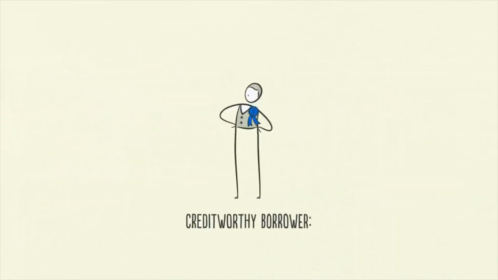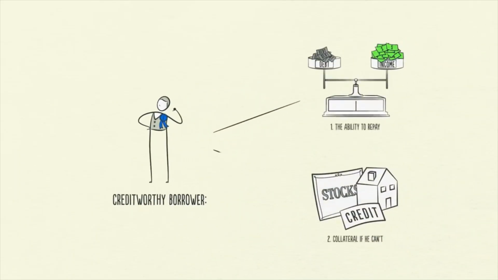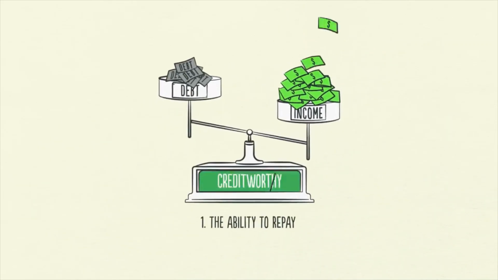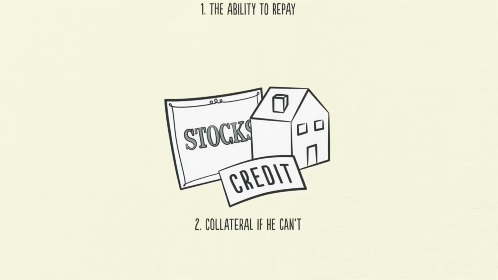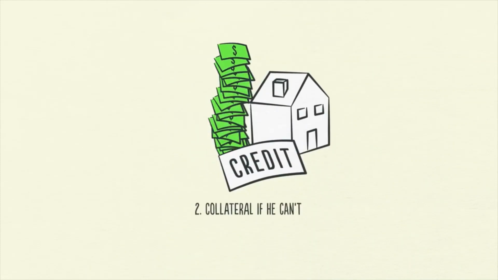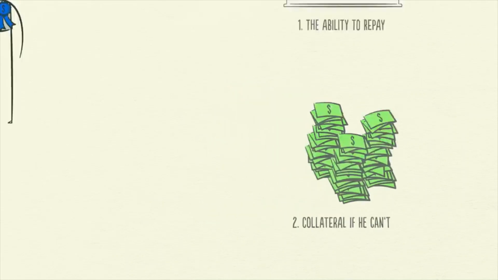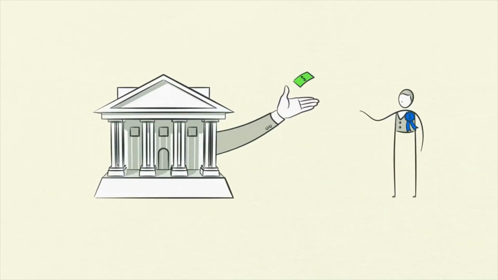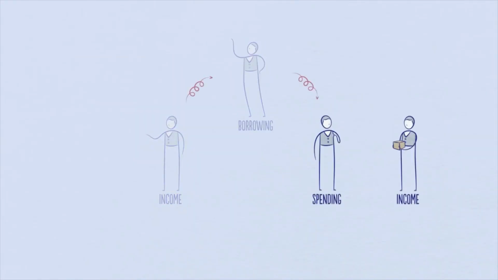A credit-worthy borrower has two things: the ability to repay and collateral. Having a lot of income in relation to his debt gives him the ability to repay. In the event that he can't repay, he has valuable assets to use as collateral that can be sold. This makes lenders feel comfortable lending him money. So increased income allows increased borrowing, which allows increased spending.